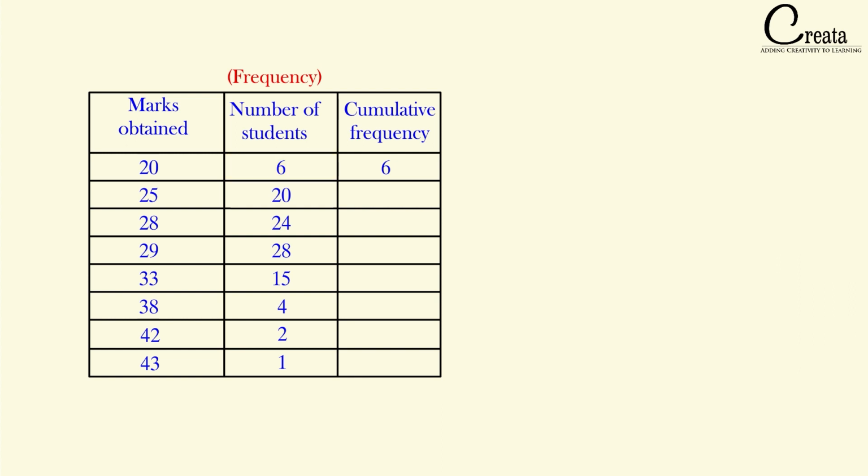The second term will be the addition of the frequency till that row. This is the second row, so the addition of frequency up to the second row will come into the picture. So the value of 6 plus 20 will come in this row. It will be 26. Similarly, in the third row of cumulative frequency, it will be the total frequency up to the third row, which is 6 plus 20 plus 24, which is 50. Or we can also say 26 plus 24. 6 plus 20 is 26, and 26 plus 24 will be 50. That is the total addition of the frequency.